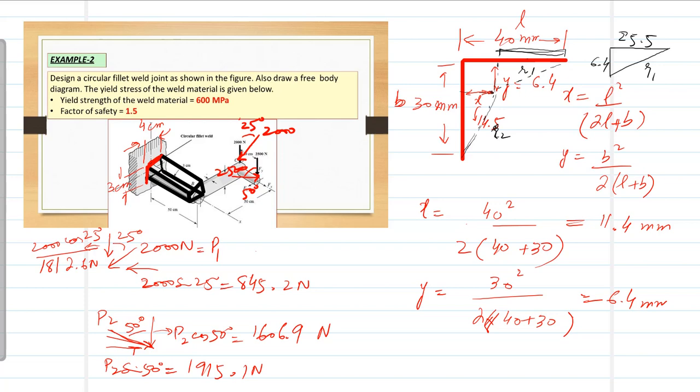So R1 is the square root of 25.5 square plus 6.4 square by Pythagoras theorem. Clear? That is 26.3. So R1 is 26.3 mm. For this triangle, I've just separated this triangle. So this is your R2. This distance, as we know, is 14.5. This distance is 30 minus 6.4.